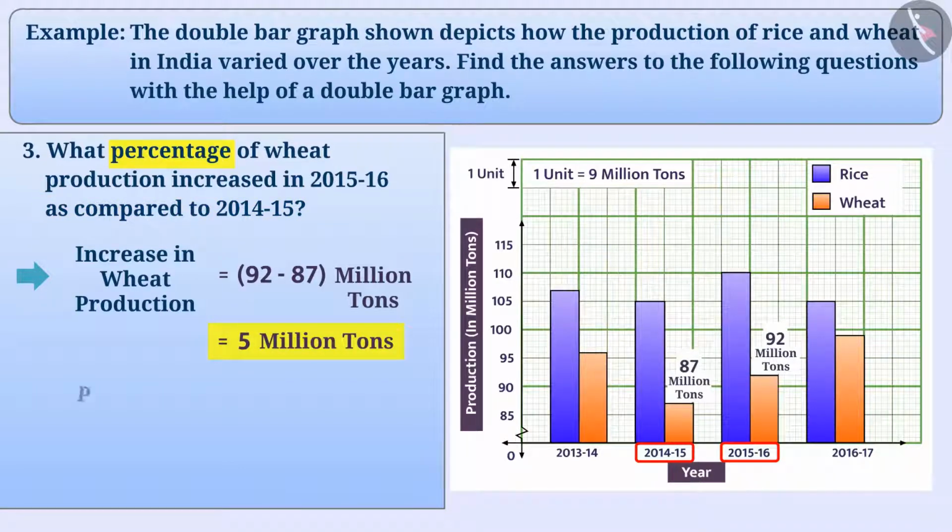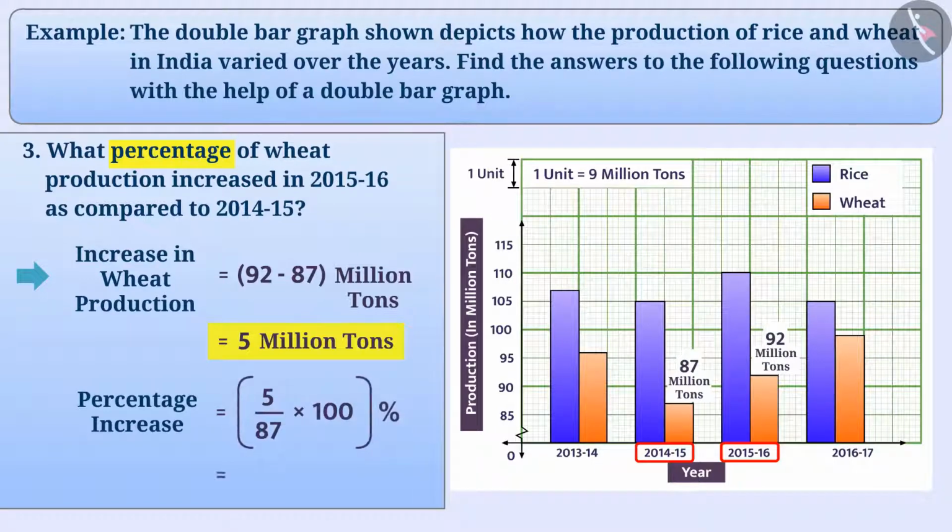In this way, the percentage increase is equal to 5 million tons divided by 87 million tons multiplied by 100%, which is equal to 5.75%. Therefore, wheat production increased by 5.75% in 2015-2016 as compared to 2014-2015.